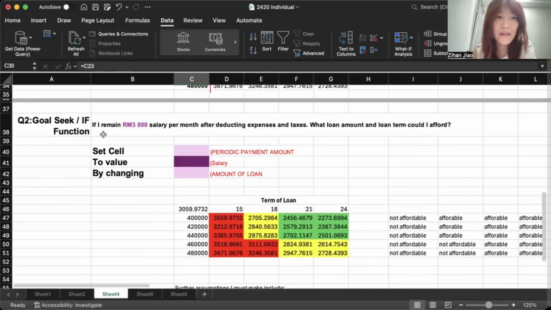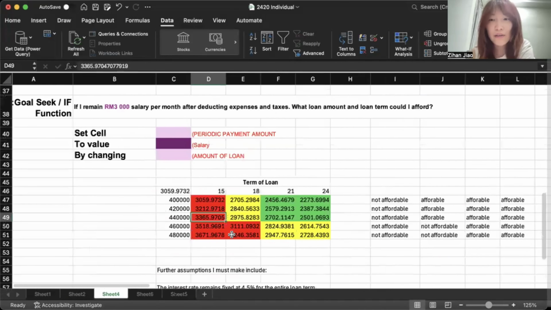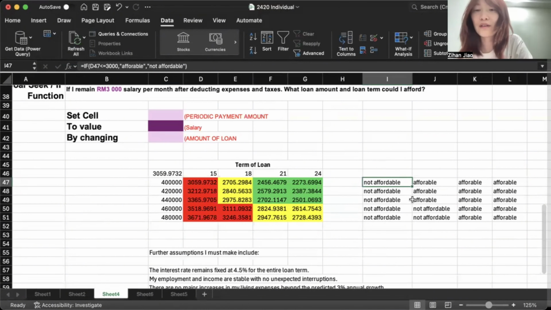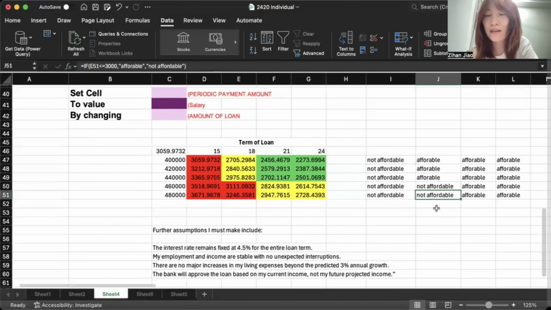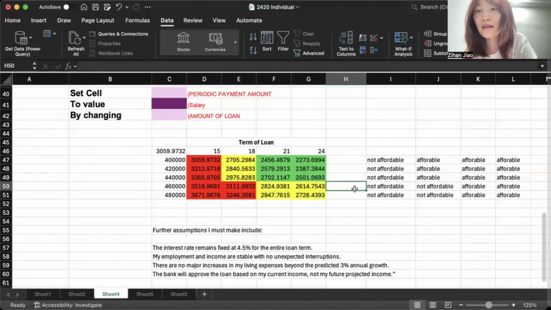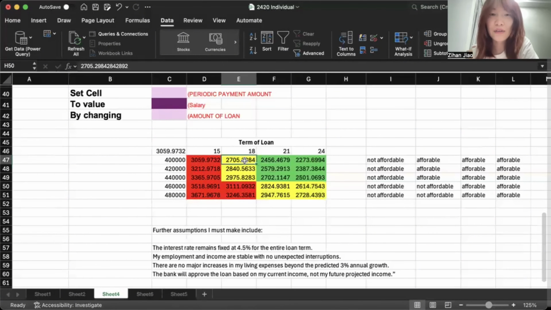So we use another method, which is the IF function. Here, we just put in the IF function, and first is our periodic payment amount, and if it is less than or equal to 3,000, it will output affordable. If it is not, output not affordable. And for every combination, it will say whether it is affordable or not affordable. It is really clear. The red is what we cannot afford, and the yellow and green data are what we can afford. But I don't think we can use the yellow one because it is really close to our salary.